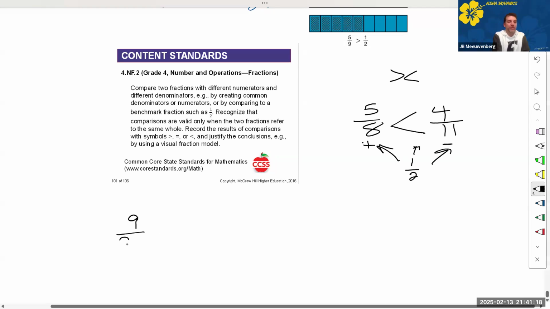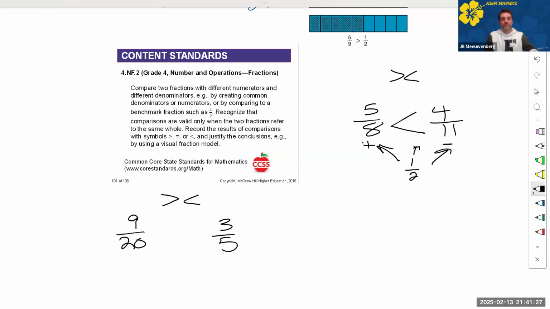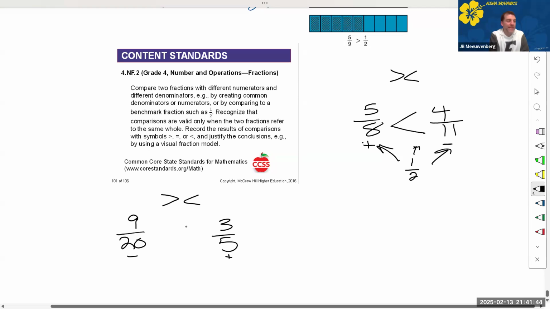Comparing 9/20ths and 3/5. Is that greater than or less than? So hopefully what you noticed there was that 9/20ths is not quite halfway to 20. So 9/20ths is less than a half. 3/5, well, 3 is more than halfway to 5, so it's bigger than a half, which means 3/5 has to be bigger than 9/20ths.